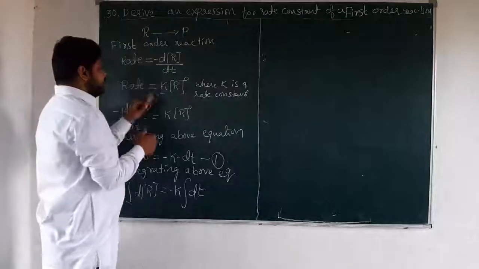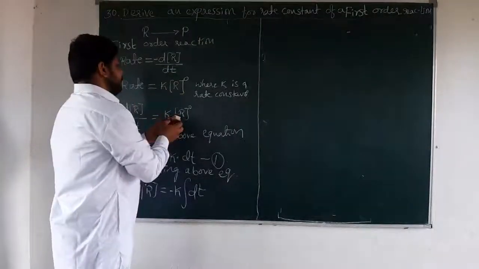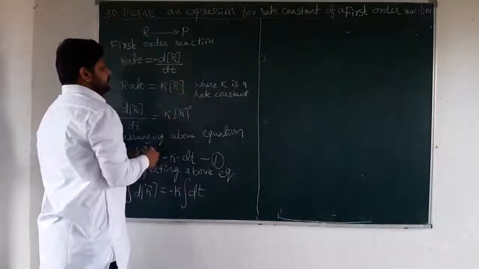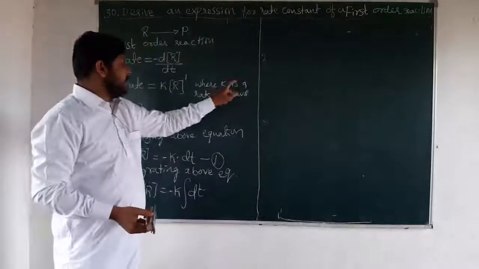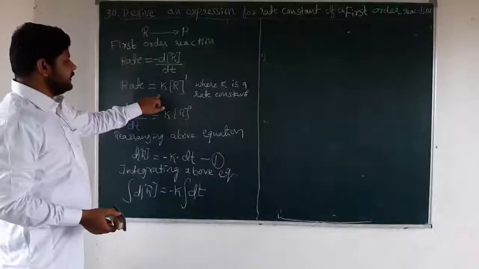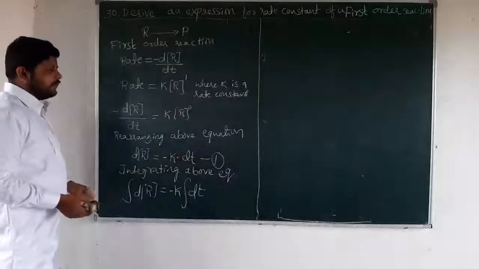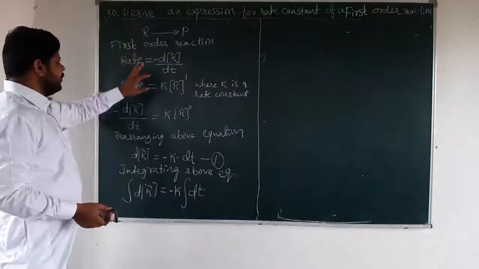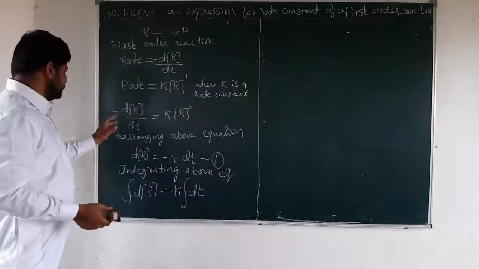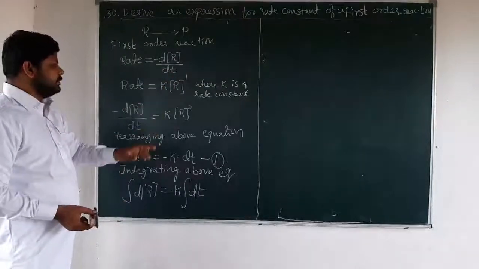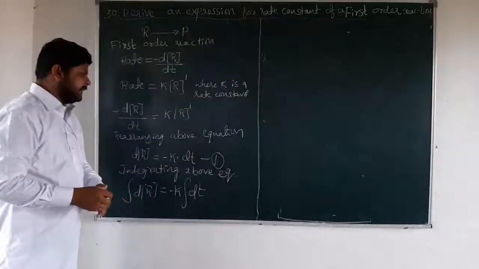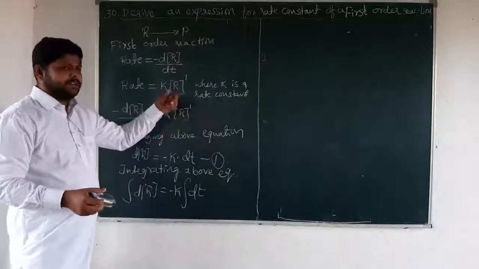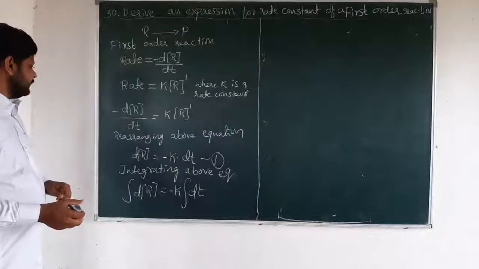Now the rate is also given by a rate equation. Rate equals K into R to the power 1, since this is a first order reaction, where K is the rate constant. K means rate constant, and you have to get the value of K in the expression. Now, equating these two equations, minus dR by dt equals K into R to the power 1. Now you cannot neglect this one. The value of R to the power 1 is the same as R, the concentration of R.